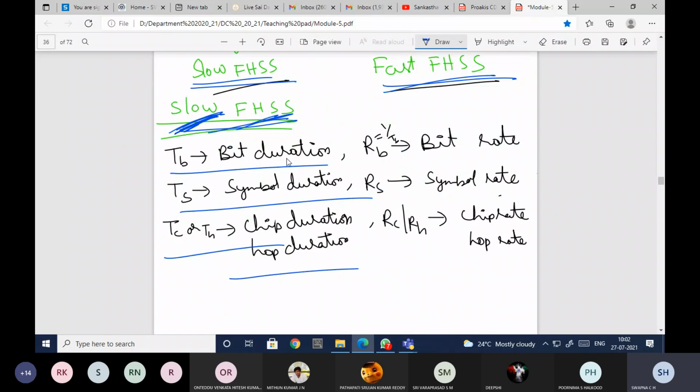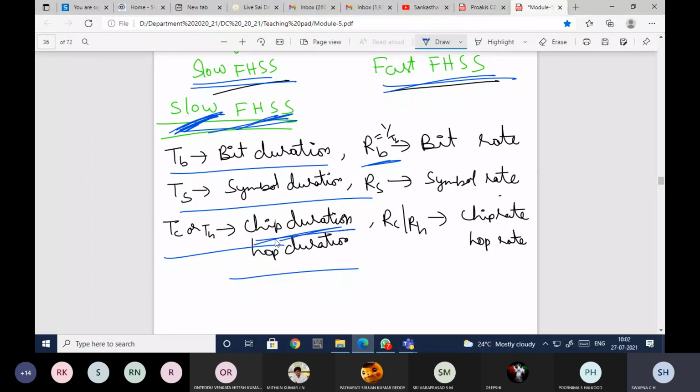TB is nothing but the bit duration. If TB is the bit duration, then RB is the bit rate. So the inverse of the bit duration will give you the bit rate. So that is what I have taken here. TS is the symbol duration, and this is the symbol rate. This is the chip duration, and this is the chip rate.